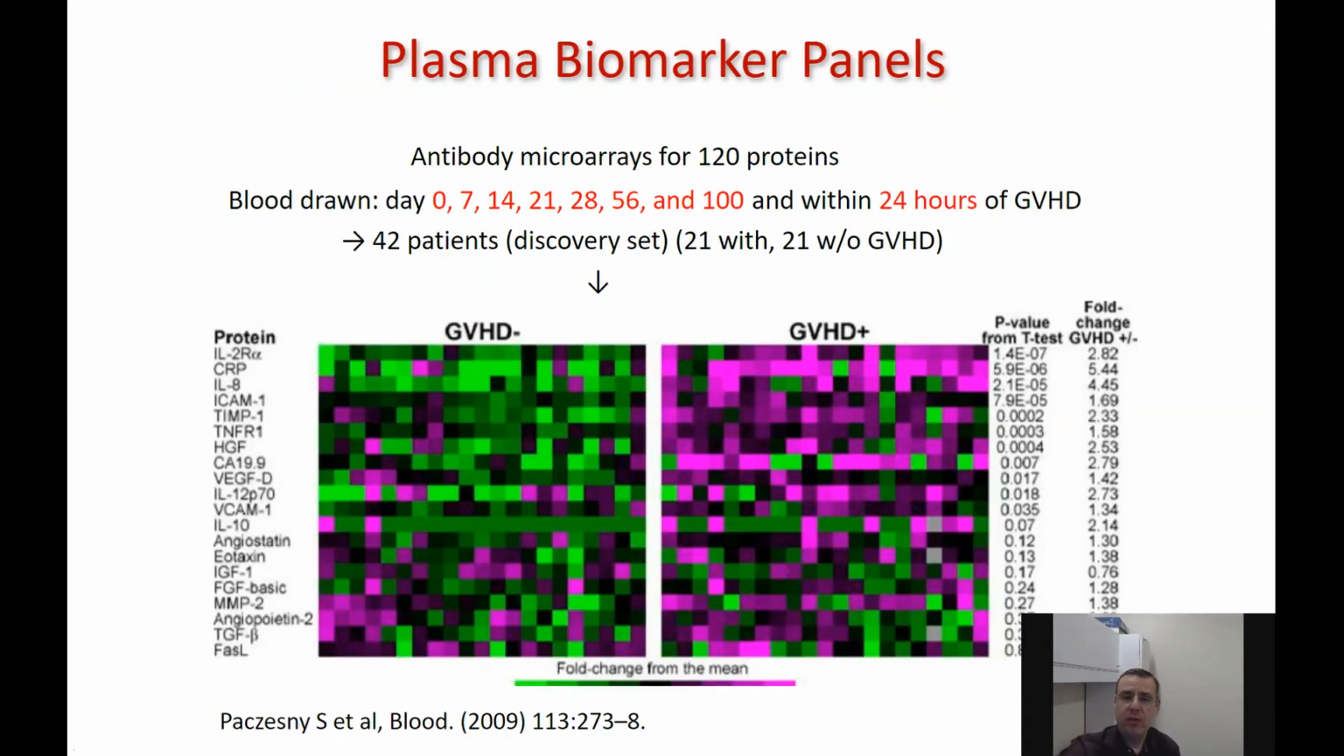Now, more recently, plasma biomarker panels have been utilized in order to investigate and identify potential protein biomarkers in allogeneic transplant recipients. In this study, antibody microarrays for 120 different proteins were studied in blood samples that were drawn at multiple time points post-transplant and within 24 hours of development of graft-versus-host disease. In this study, 42 patients were investigated, 21 with graft-versus-host disease and 21 without.